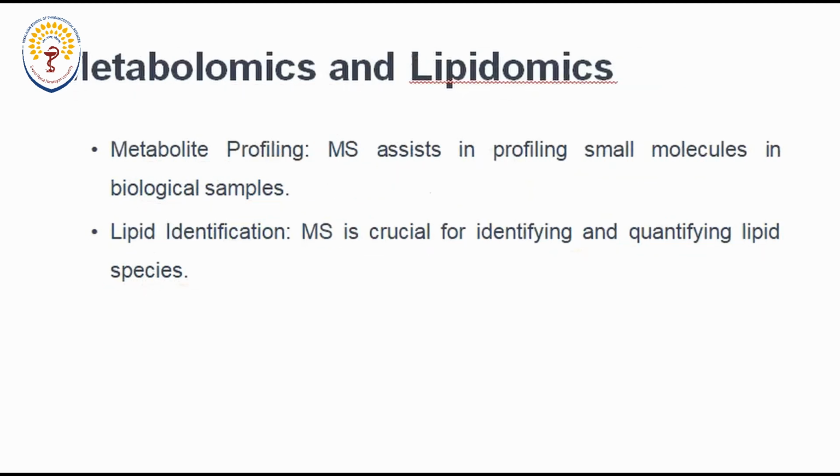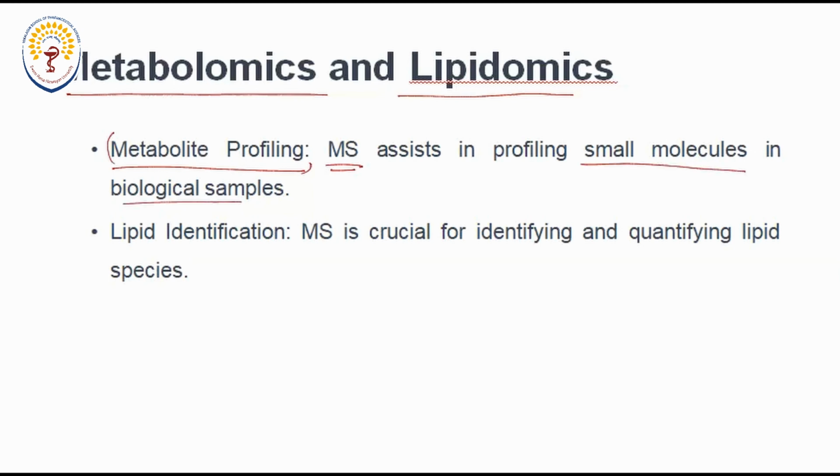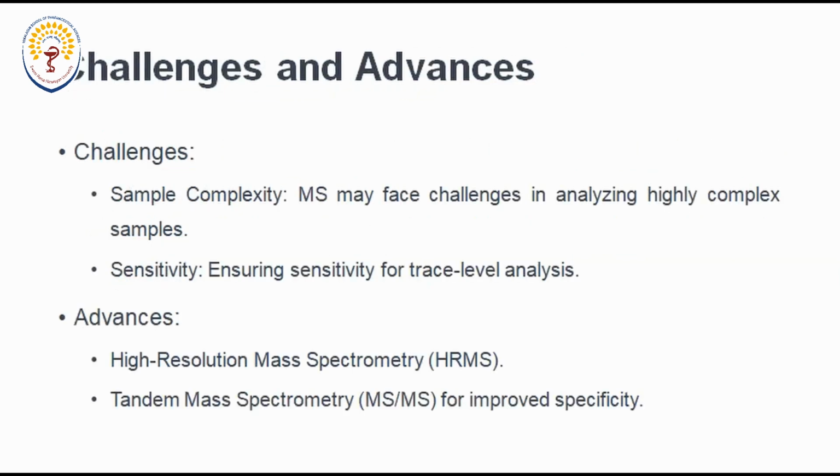Now it is also used in metabolomics and lipidomics. For metabolite profiling we are using mass spectrometry, checking the metabolites of the sample, and profiling small molecules in the biological sample. It is also used for lipid identification as well. So it is very crucial for identifying and quantifying the different lipid molecules.